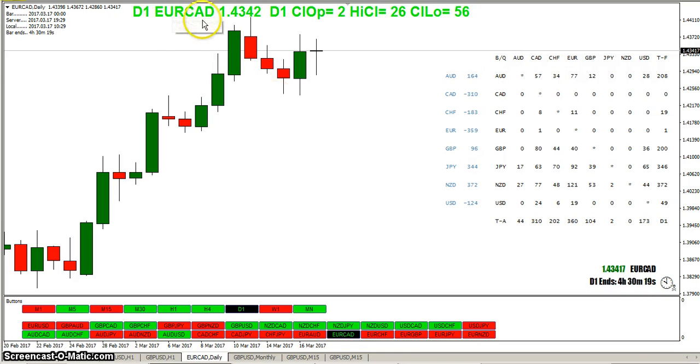Remember, this is not a currency. This is a currency pair. The euro is one currency and the Canadian dollar is another. So once again, the first one is the base and this one is the quote. So we're quoting Euro CAD, we're quoting in Canadian dollars. Like the Euro USD, we're quoting in US dollars.